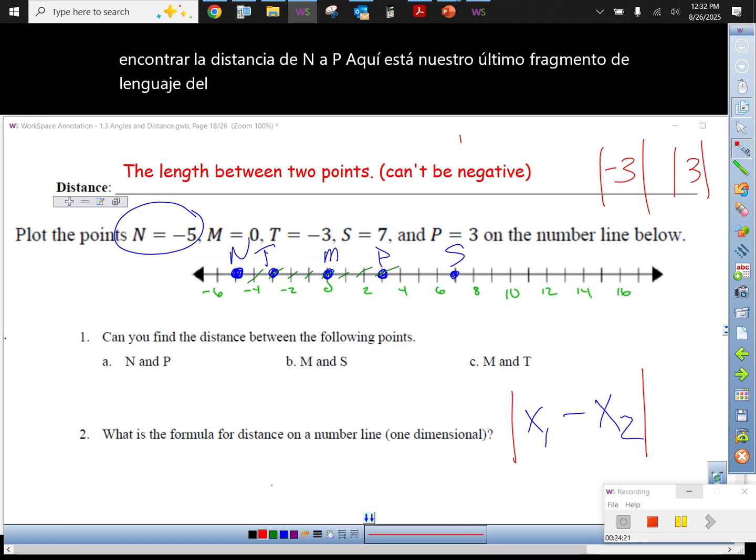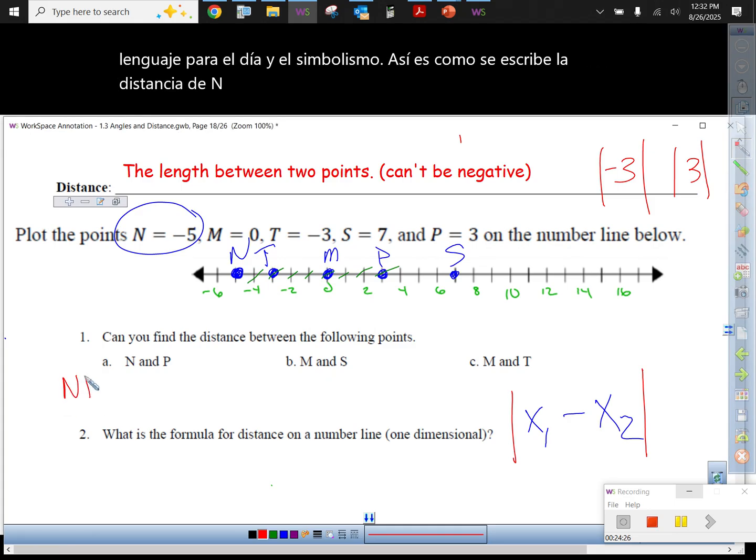Here's how you write the distance from N to P down. So, big one: you write a capital N and a capital P right next to each other. You do not put a segment bar over it. You do not put a ray bar over it. You do not put a line bar over it. You do not put an angle symbol in front of it.